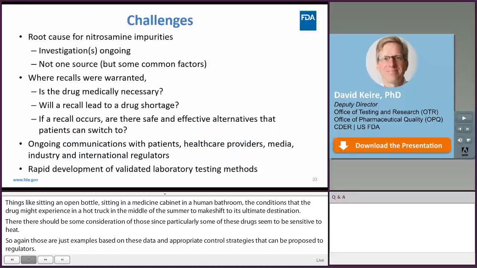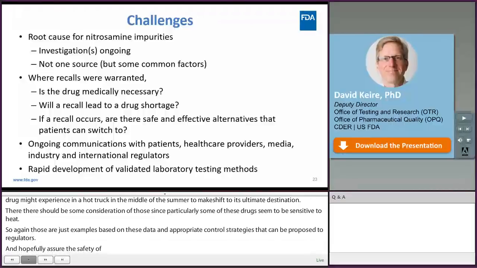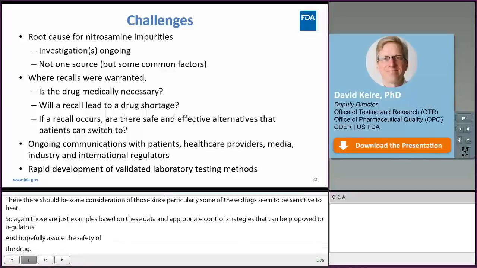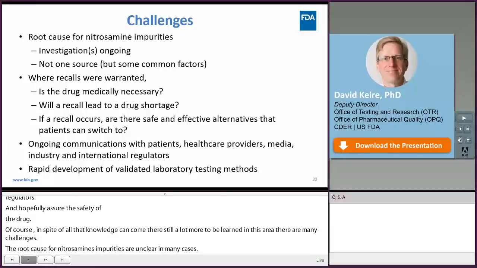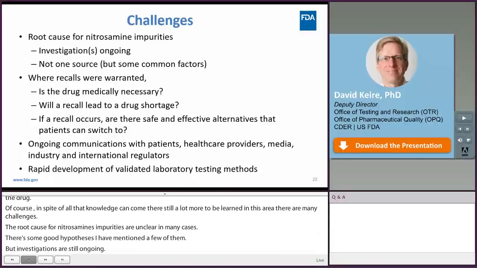Of course, in spite of all that knowledge gained, there's still a lot more to be learned in this area. There are many challenges. And particularly the root causes for nitrosamine impurities are unclear in many cases. There are some good hypotheses. I've mentioned a few of them, but investigations are still ongoing. There's not one source. It's multifactorial, really. But I think, luckily, there are some common factors that we can focus on and, again, apply this nitrosamine lens to a particular process and a drug product, and hopefully eliminate or control these things to an acceptable level.